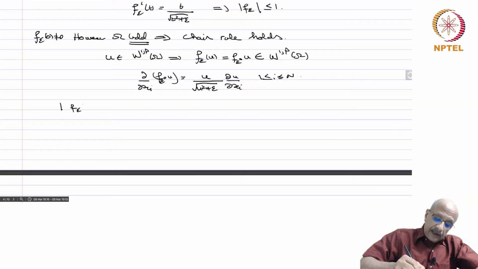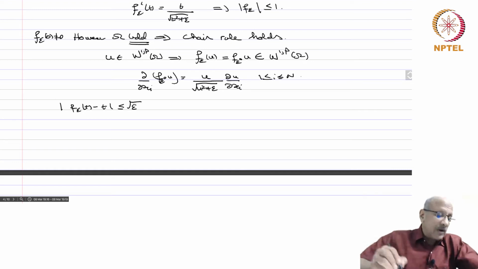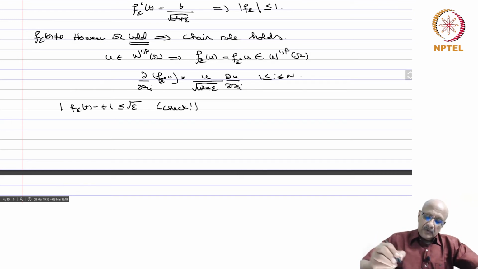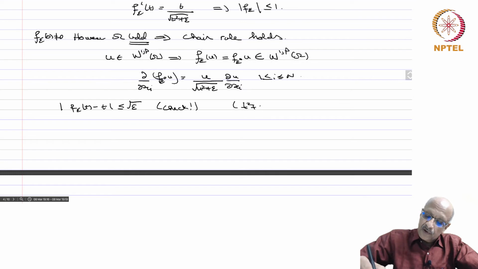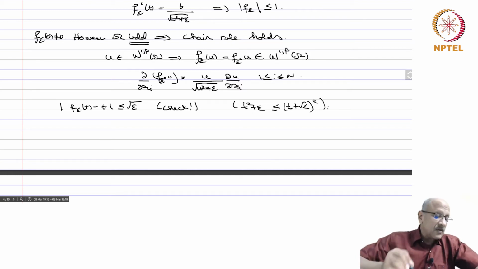|f_epsilon(t) − |t|| is less than or equal to root epsilon. That is a very trivial inequality for you to check. It just comes from the fact that t squared plus epsilon is less than or equal to (|t| + root epsilon) whole squared. And therefore you have that f_epsilon composed with u converges to |u| in L^p(Ω).